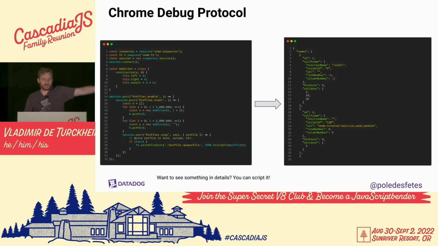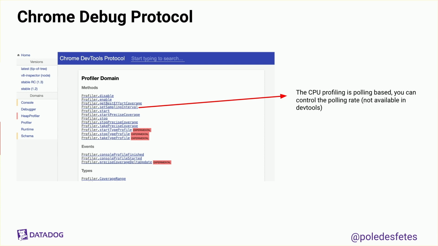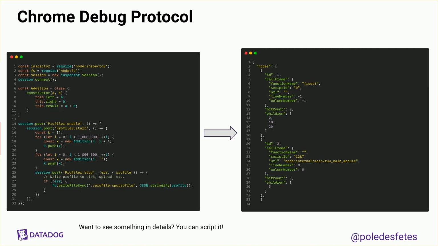So on the left-hand side, I know it's a bit small, but we use the inspector node module that gives you access directly to the Chrome debug protocol from within Node. And we call profiler.enable because we enable the profiler API on the target process. And then we call profiler.start. We run some code, and we call profiler.stop. And that will return us a JSON file that actually contains the CPU profiling output, the one that you can see in the DevTools. But if you want to see something in detail, you can always script it.